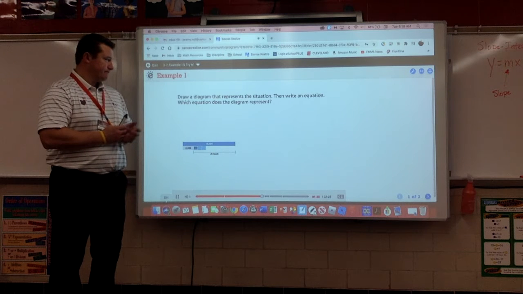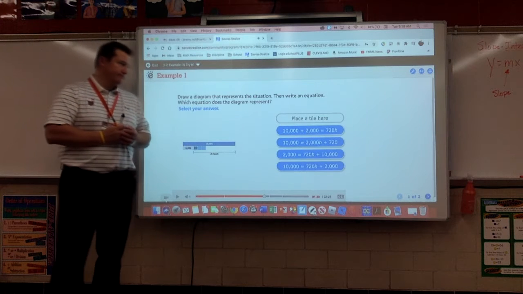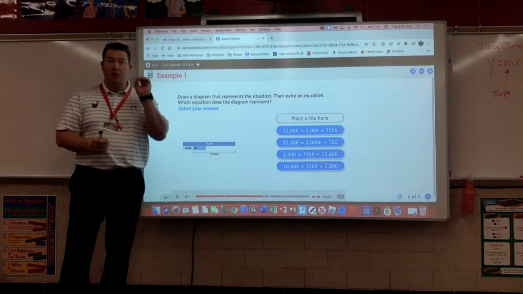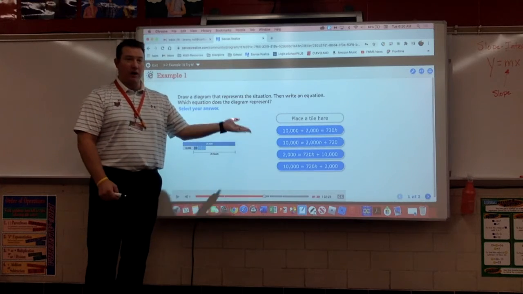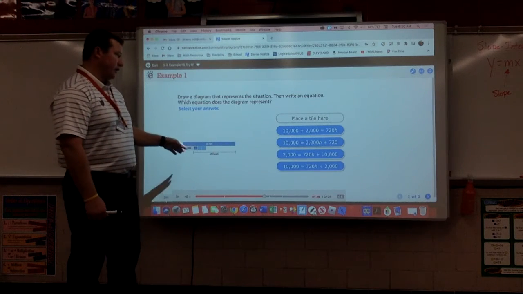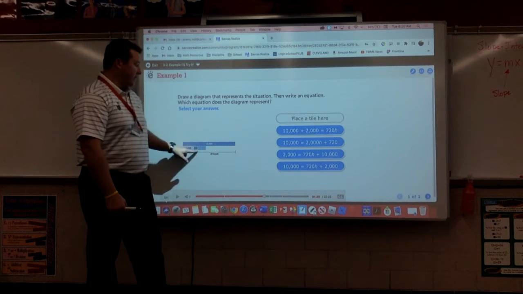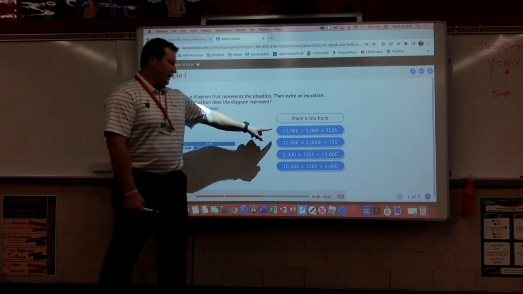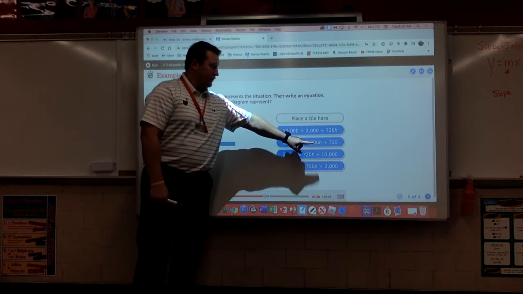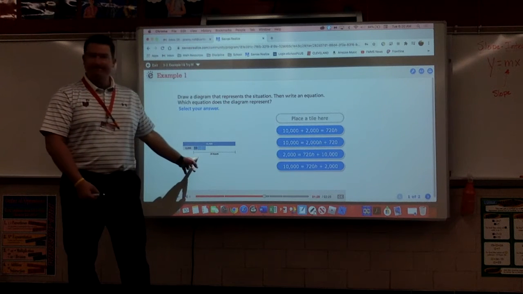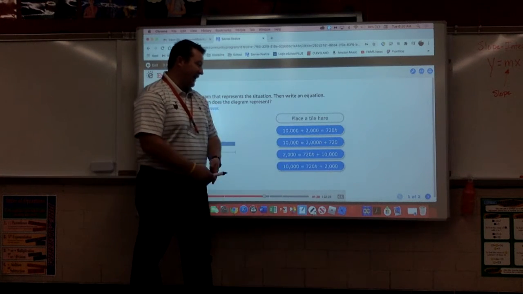Which equation does the diagram represent? Select your answer. Well, remember, we talked about, guys, 720 gallons per hour. There's your slope. We know that's going to have our variable. They didn't use x and y here, but we should be able to figure this one out. So 10,000 gallons is one bar. That has to be equal to the other bars here. So I don't think we want to equal 720. Maybe it's this one: 10,000 equals 2,000h plus 720. No, remember, 2,000 is our constant. So we're not going to be equal to 2,000. I think it's this one down here.